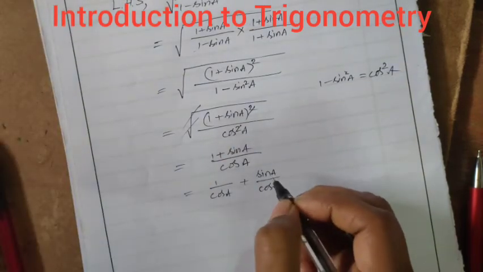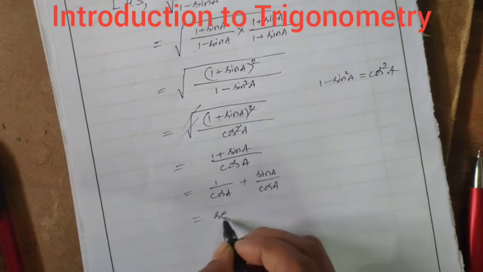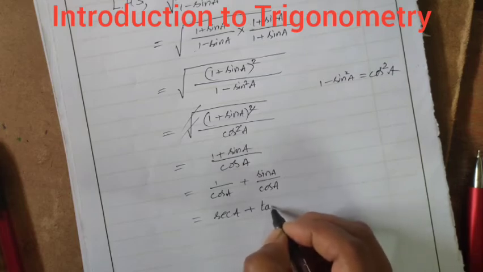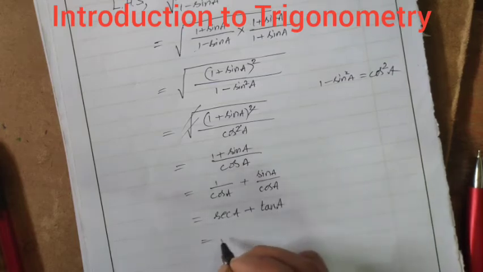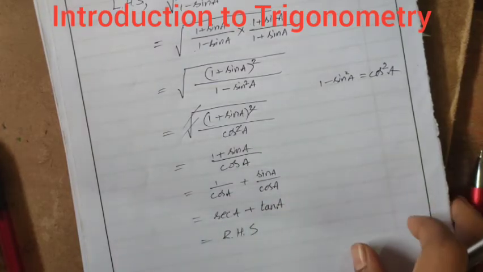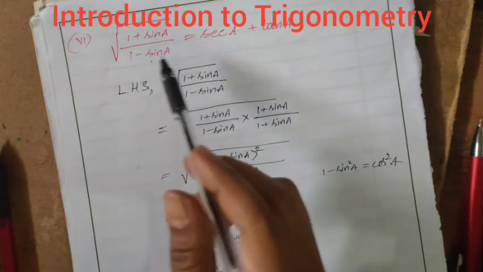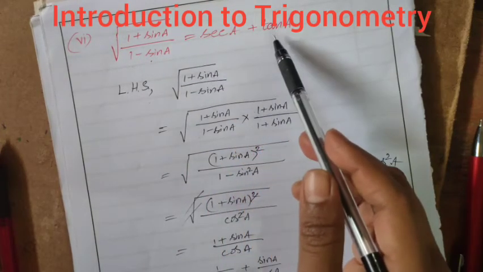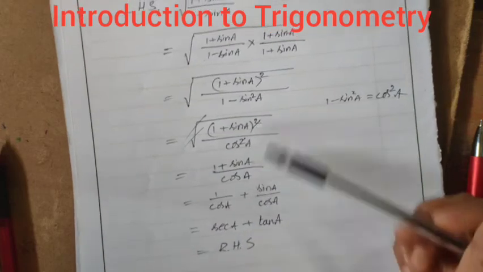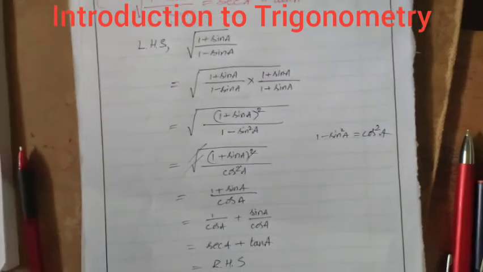Now observe this one. What is 1 by cos? 1 by cos is sec A, plus sin by cos is tan A. So that is the RHS. What is the LHS? LHS is square root of (1 plus sin A) divided by (1 minus sin A) equal to sec A plus tan A. So that is what I proved, sec A plus tan A. That is our RHS.